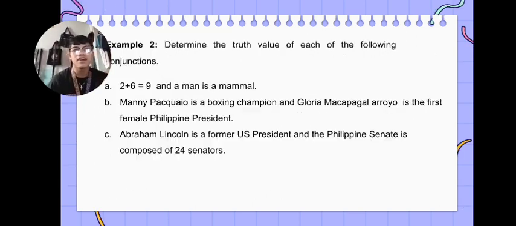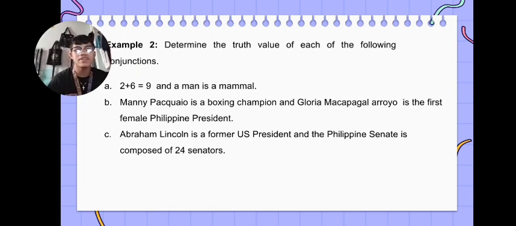And next is Example 2. Determine the truth value of each of the following conjunctions. 2 plus 6 equals 9, and a man is a mammal. We know that 2 plus 6 is not equal to 9, and the proposition that a man is a mammal is true. The conjunction of the compound proposition is false because the first statement is a false proposition.